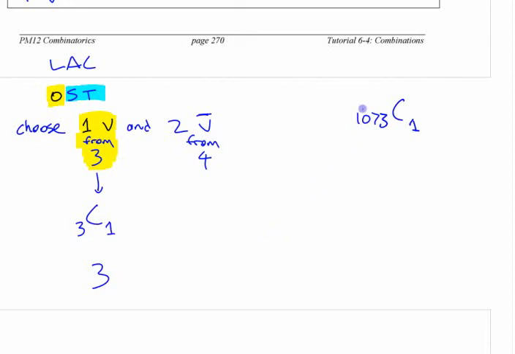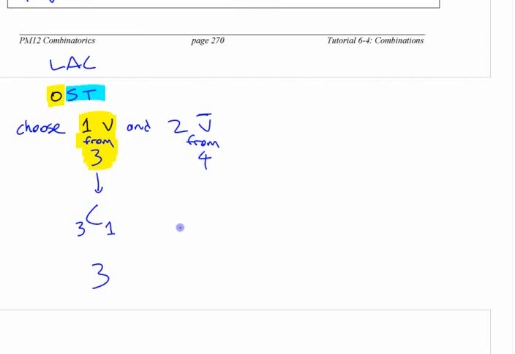I know I said 10,000. I'm sorry. 1,073. That's why you're confused. 1,073. Choose 1. What is it? 1,073. Something NC1. What's that always going to be equal to? N, right? It's always equal to N. Anyways, that's a little sideline thing to understand.